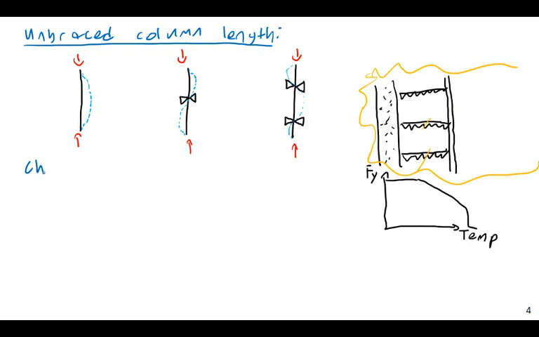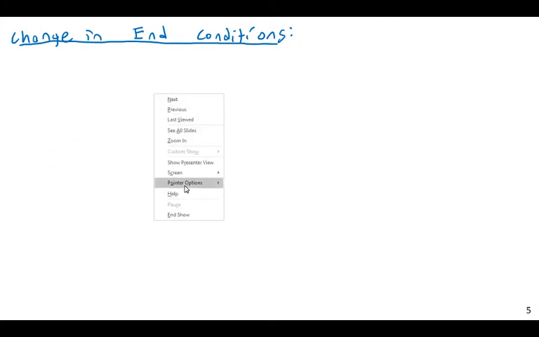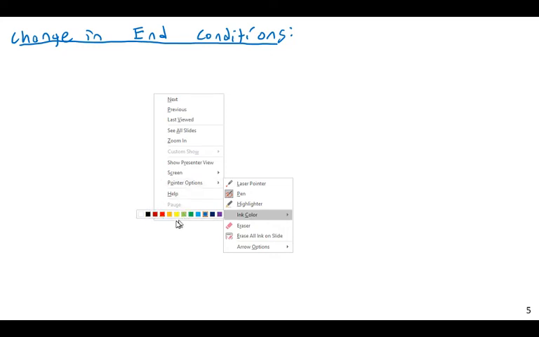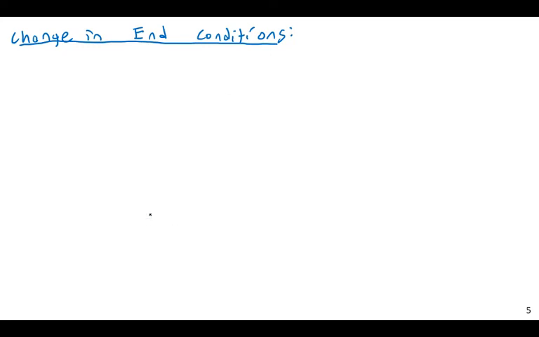Anyway. So another thing we can talk about is change in end conditions. So this lecture has gone way off the rails. End conditions. If we have different support conditions, we will have different critical lengths. So let me draw a series of columns here.